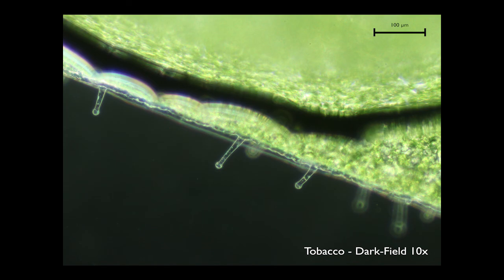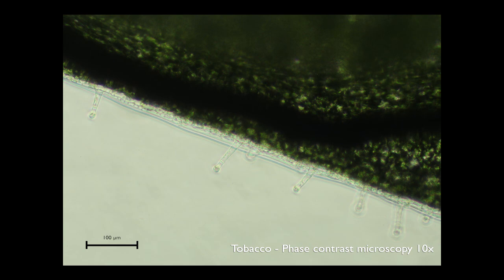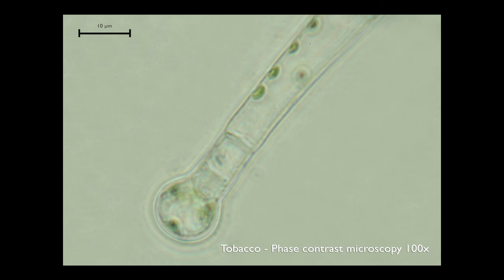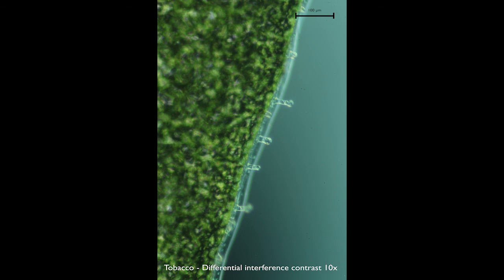Following are the dark field and phase contrast images. In these images, the glandular structures are better able to be seen. Here's an image where the chloroplast can be clearly seen. According to studies, this is where the terpenes are being produced.